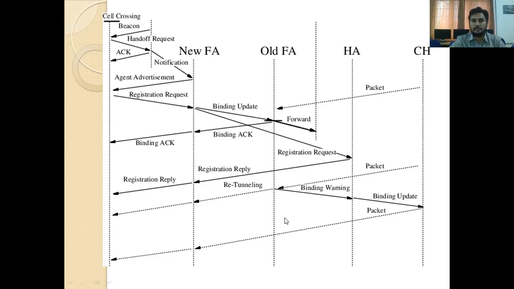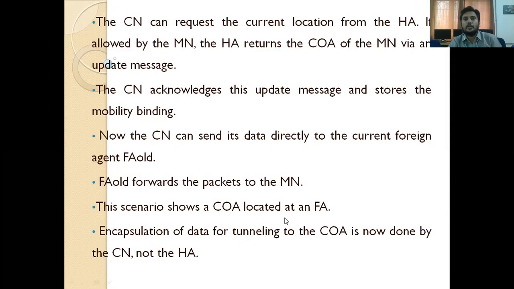and binding. So the correspondent node can request the current location from the HA. If allowed by the mobile node, the home agent returns the care of address of the mobile node via an update message. The correspondent node acknowledges this update message and stores the mobility binding. Now the correspondent node can send its data directly to the current foreign agent, FA world. So FA world forwards the packets to the mobile node.